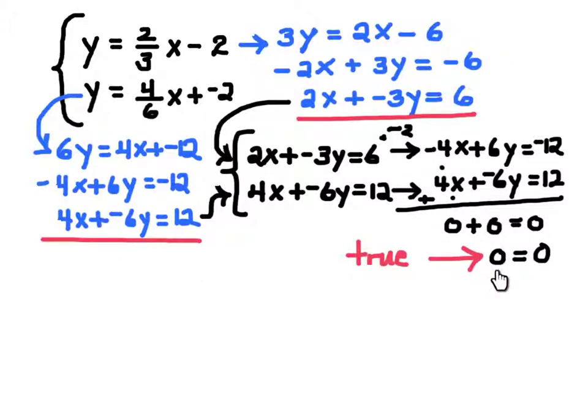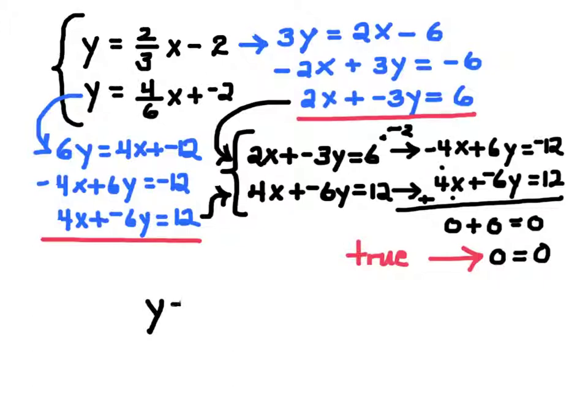Well, if our statement is true, it means no matter what value we plug in for x, there will be a corresponding value for y, such that the ordered xy pair that you get will work for both equations. So the solution to this equation is the line itself. And you may remember from solving this in an earlier lesson that these two lines are actually the same line.